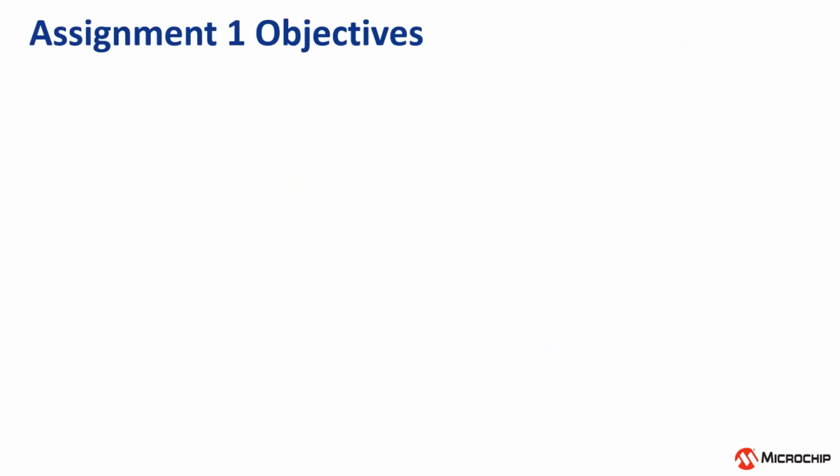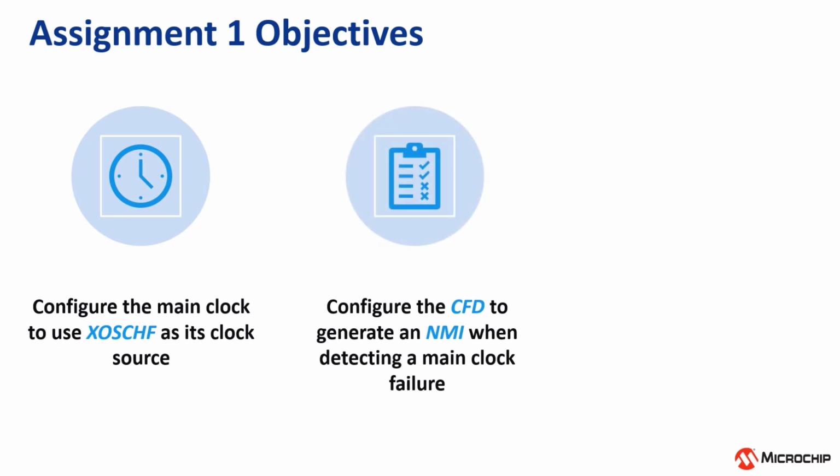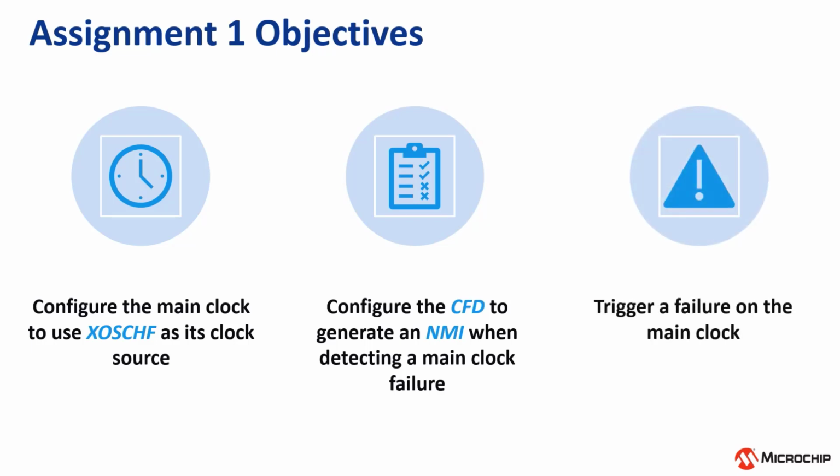The first assignment will focus on the external high-frequency oscillator and clock failure detection. The objectives are configuring the XOSCHF to be the main clock source, and configuring the clock failure detection to generate a non-maskable interrupt when detecting a main clock failure. A non-maskable interrupt is an interrupt that will happen even if the CPU is already handling an interrupt or the global interrupt bit is not set. This means that a non-maskable interrupt will always happen straight away. We will also trigger a failure on the main clock. The AVR can test the clock failure detection by introducing an error on the clock through a software command. So let's have a look and see what we need to do in the project.